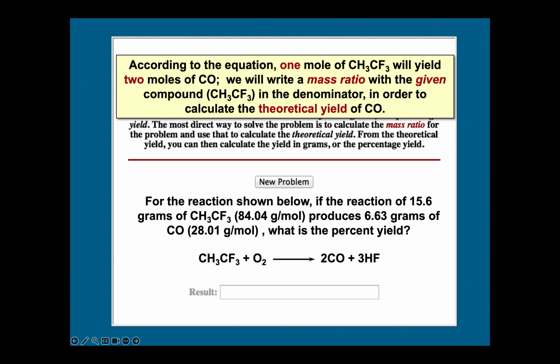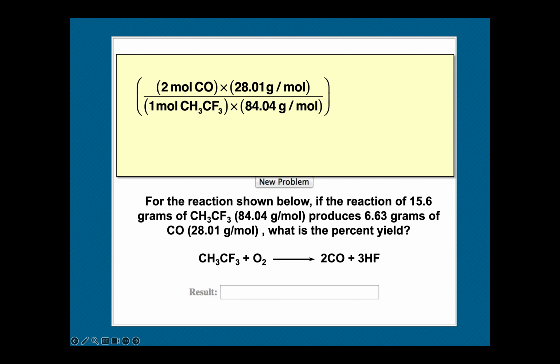Let's write a mass ratio. We have mass and we have molar mass, so we can do that. We're going to put trifluoroethane in the denominator and calculate our theoretical yield of CO. 2 COs for every 1 trifluoroethane. Here are the molar masses. For every 84 grams of trifluoroethane, you expect 56 grams of CO.